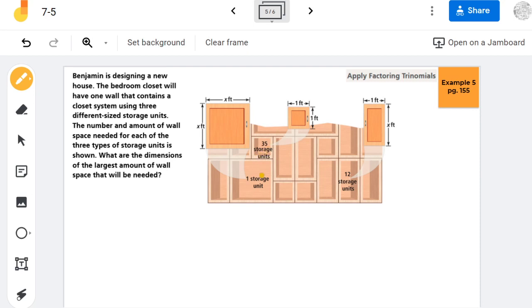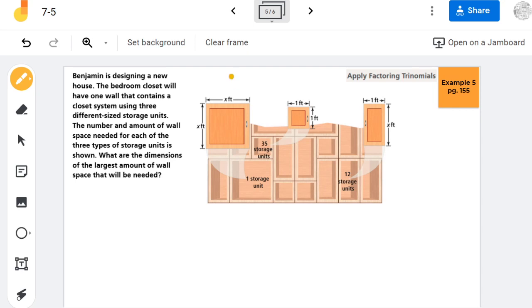So this says that Benjamin is designing a new house. The bedroom closet will have one wall that contains a closet system using 3 different size storage units. The number and the amount of wall space needed for each of the 3 types of storage units is shown. What are the dimensions of the largest amount of wall space that will be needed?